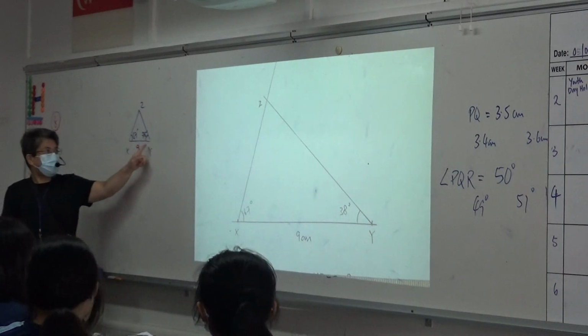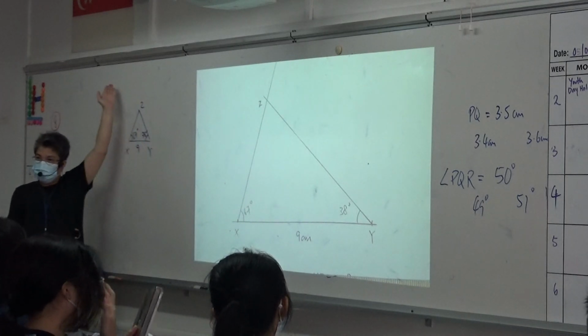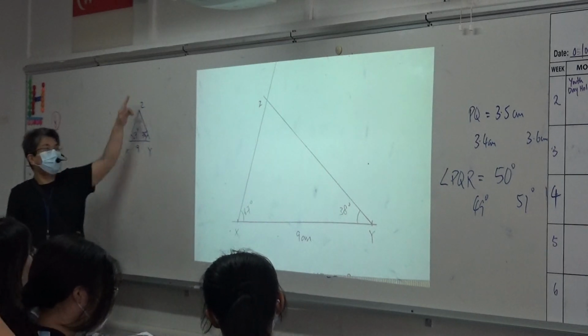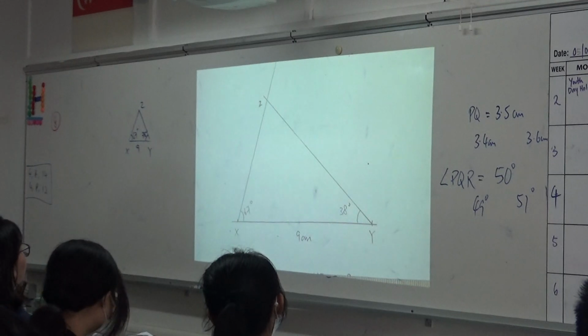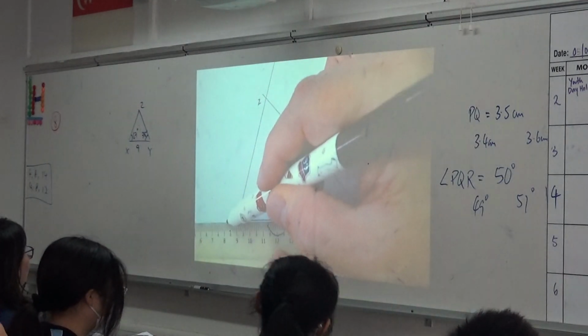I will draw XY line first, right? Then I'll put a protractor here and measure up 38. Then I'll put a protractor here to measure up 67, and the two will meet somewhere. So this is what I do. Everybody look at the board. I will draw a line like that.